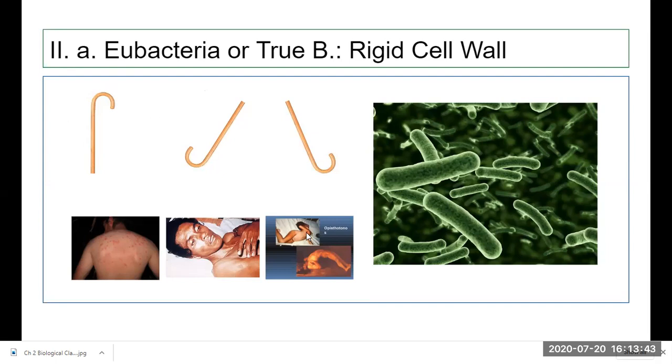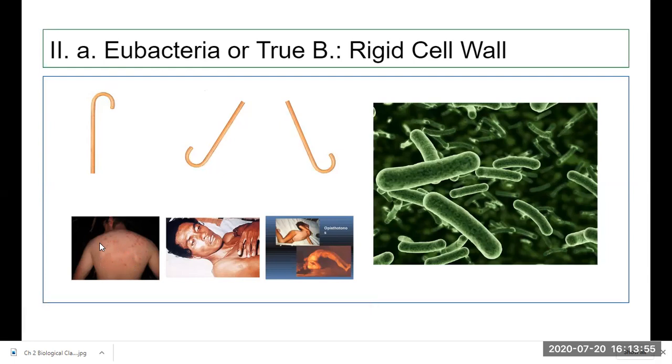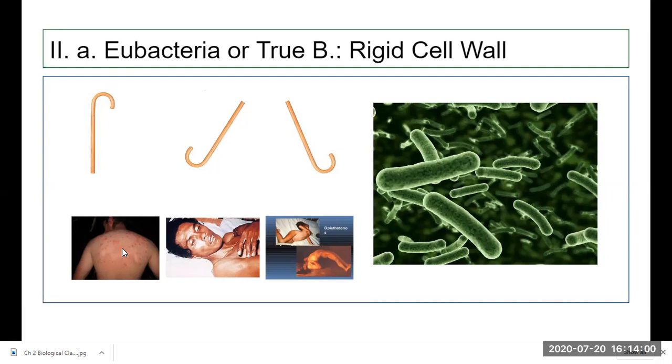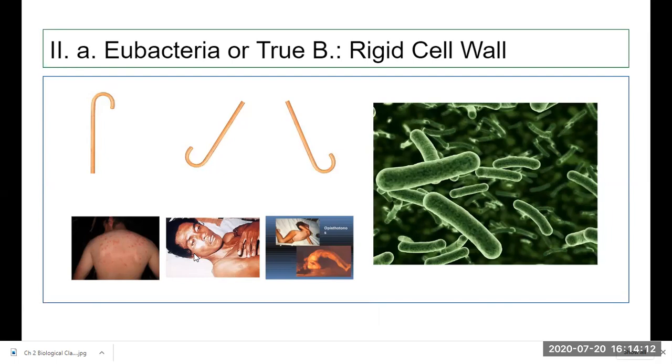So these 3 photographs show examples of pathogenic bacteria. In the first picture, you see the back of a person having red spots. These are called rose spots. It is the classical feature of typhoid fever caused by Salmonella typhi. The second is a picture of a cholera patient.